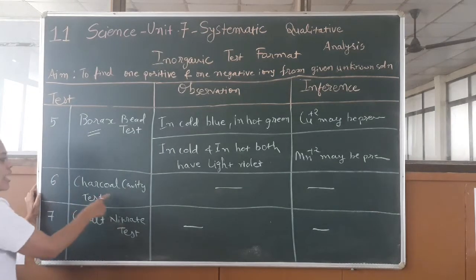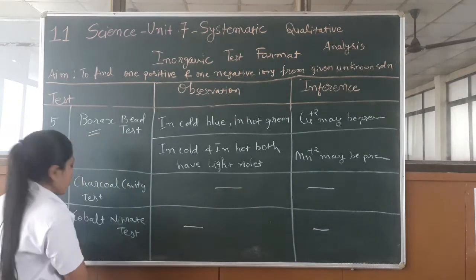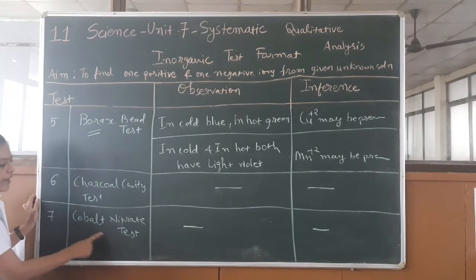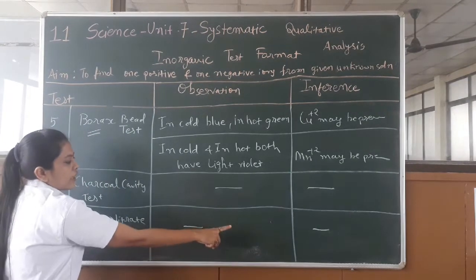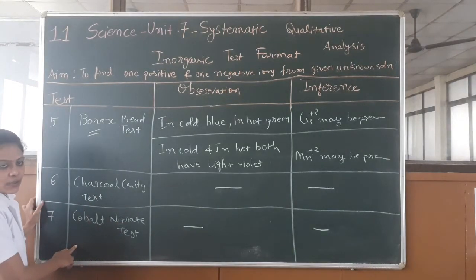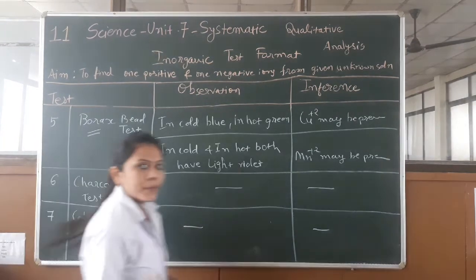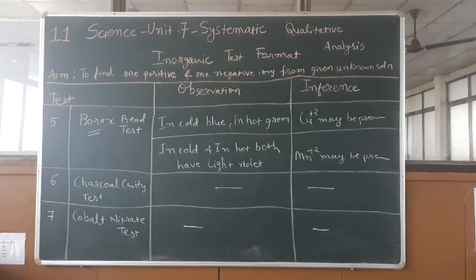Sixth number test is charcoal cavity test. You have to write just dash. Seventh number test is cobalt nitrate test. You have to write over there also dash. This is not in your board practical exam syllabus, so you have to write only dash dash. Let's move to the eighth number test.